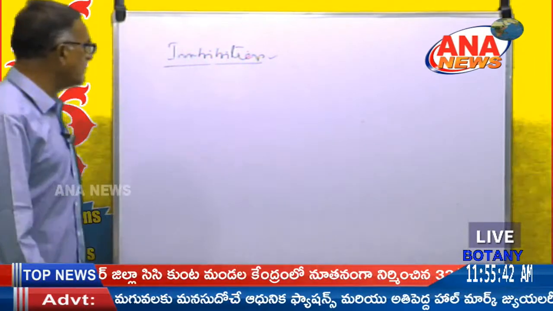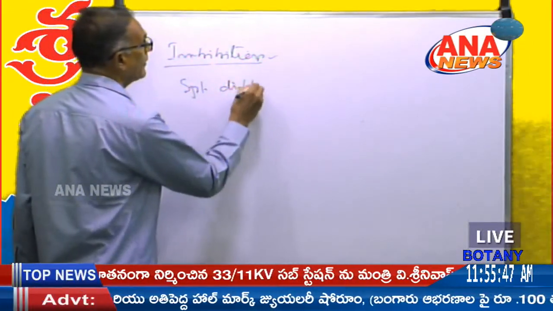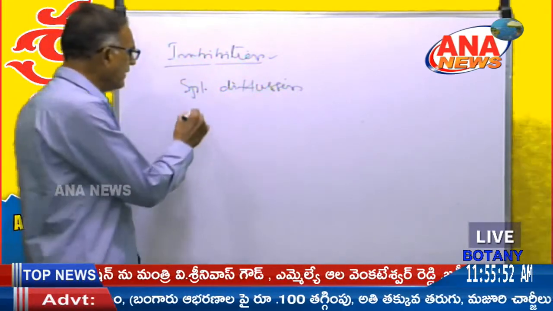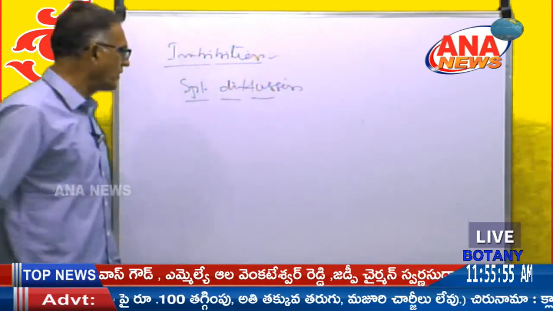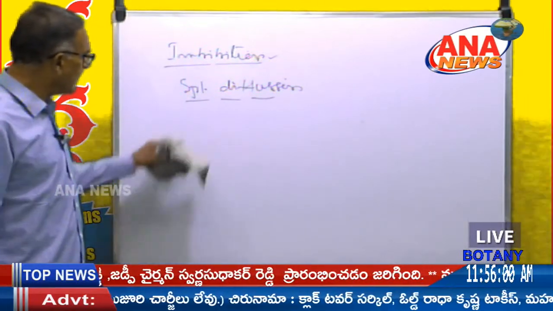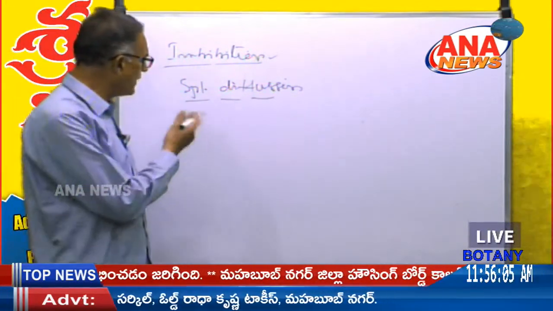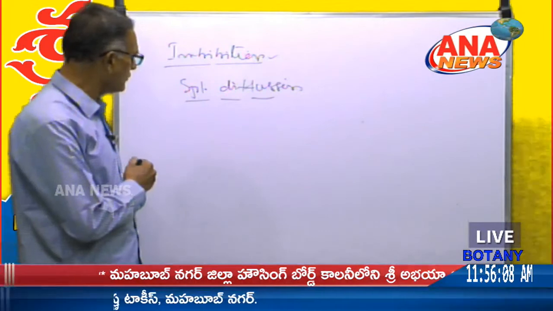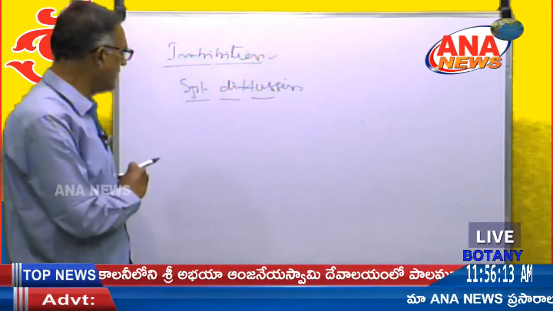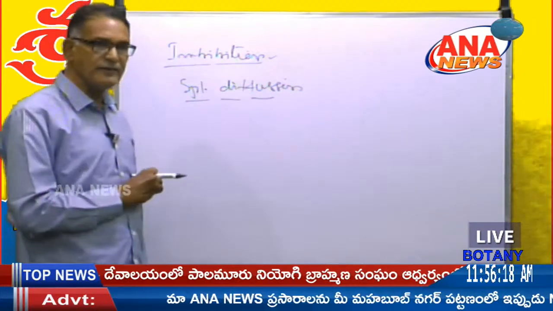So you know that imbibition is also a special type of diffusion. It depends on the concentration gradient. The best example is wooden pieces and dry seeds. There is a concentration gradient difference between the absorbent and the liquid. Then only imbibition takes place.